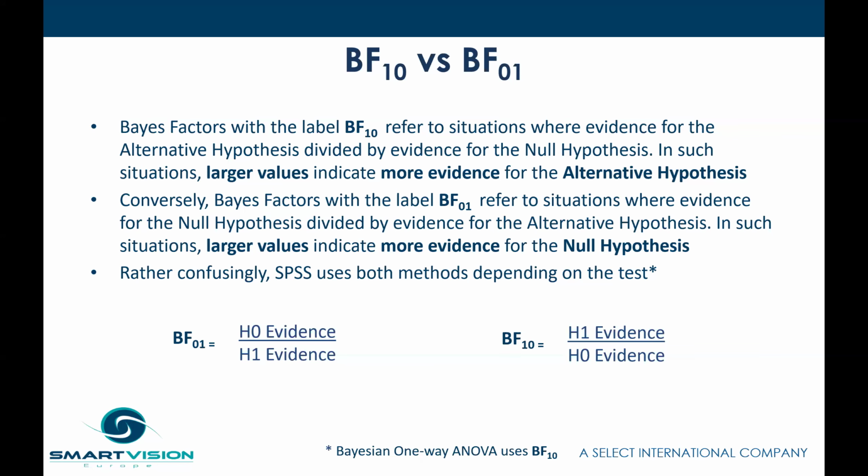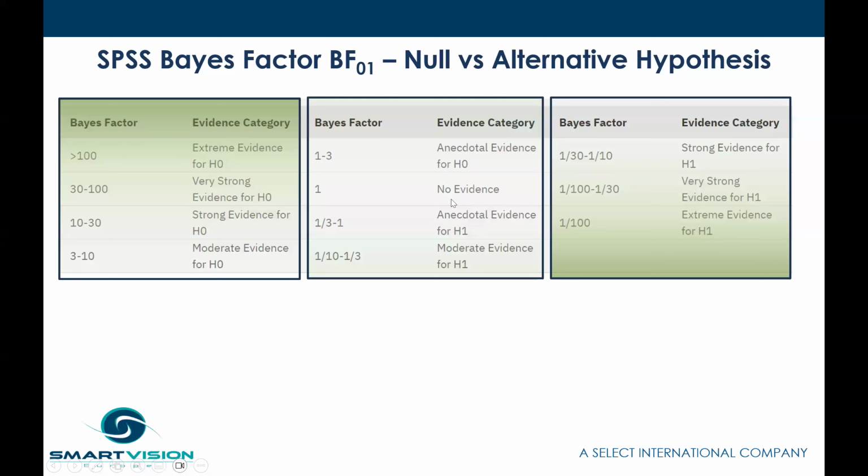And rather confusingly, at least in previous versions, SPSS was using both methods depending on the test, such as one-way ANOVA using BF10. Conversely, Bayes factors with the label BF01 refer to situations where evidence for the null hypothesis is divided by evidence for the alternative hypothesis. In such situations, larger values indicate more evidence for the null hypothesis. So this is what you'll see when you go on to the help system in SPSS.